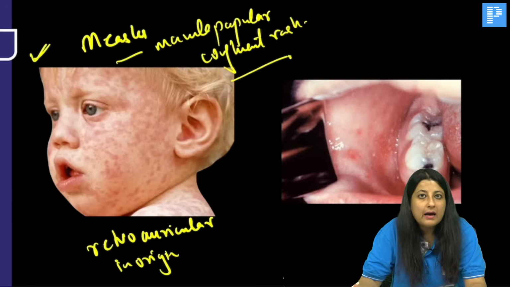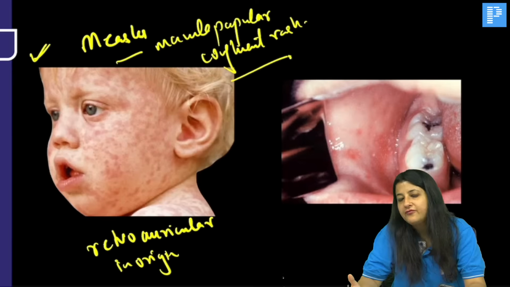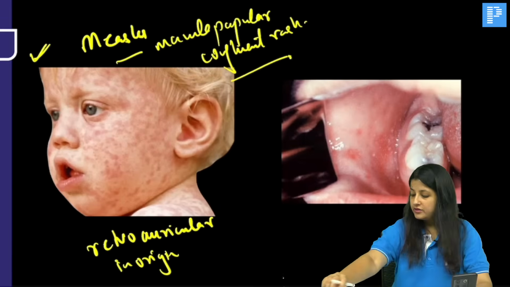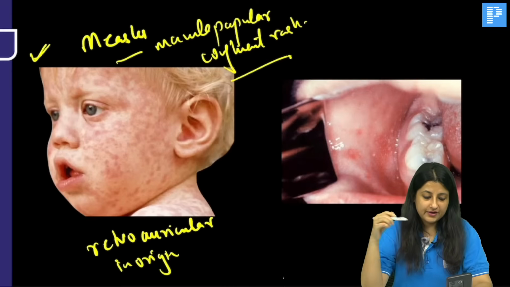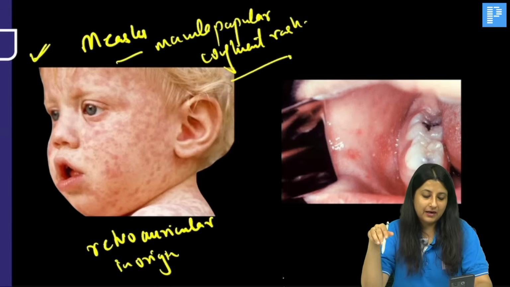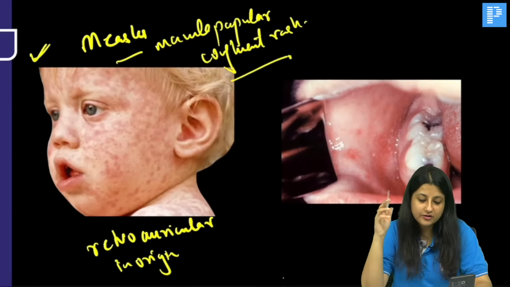Does Koplik spot appear before the rash or after the rash? What would you want to tell me in the comment section? Koplik spot before rash or after rash? In the comment section, please.